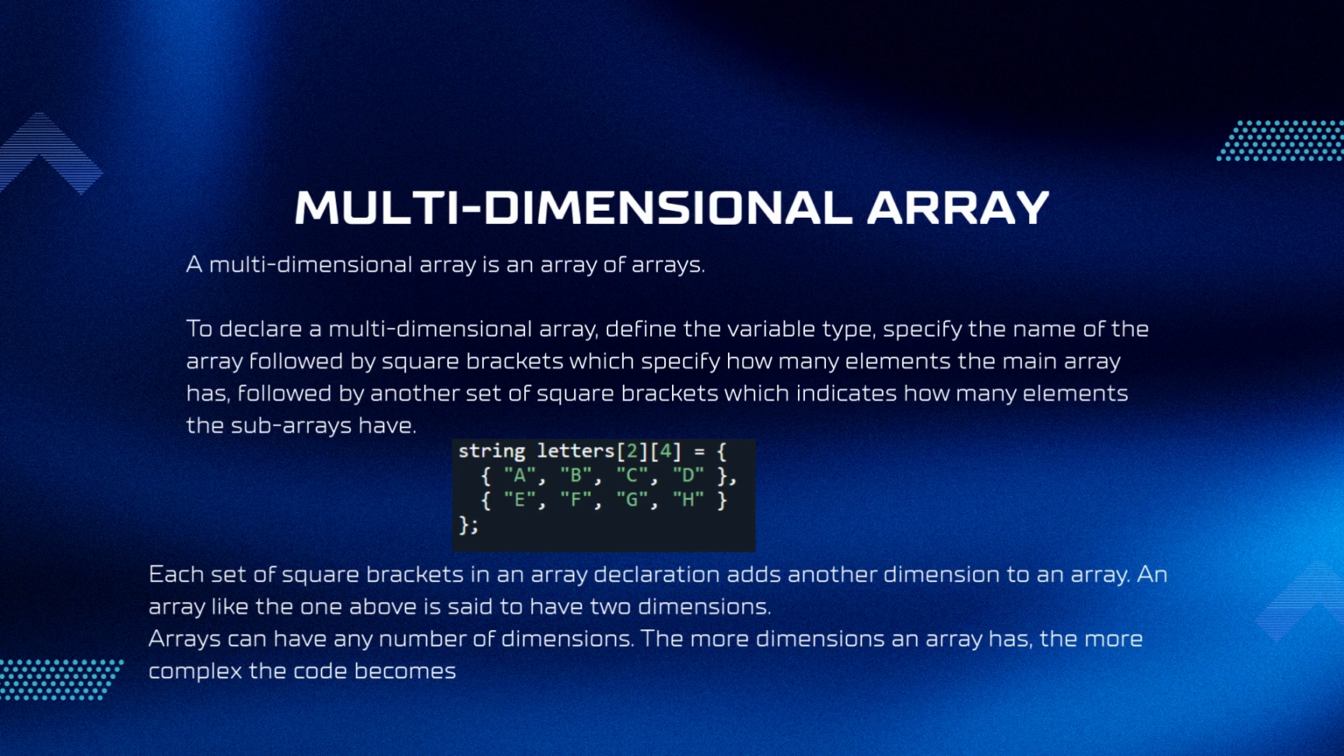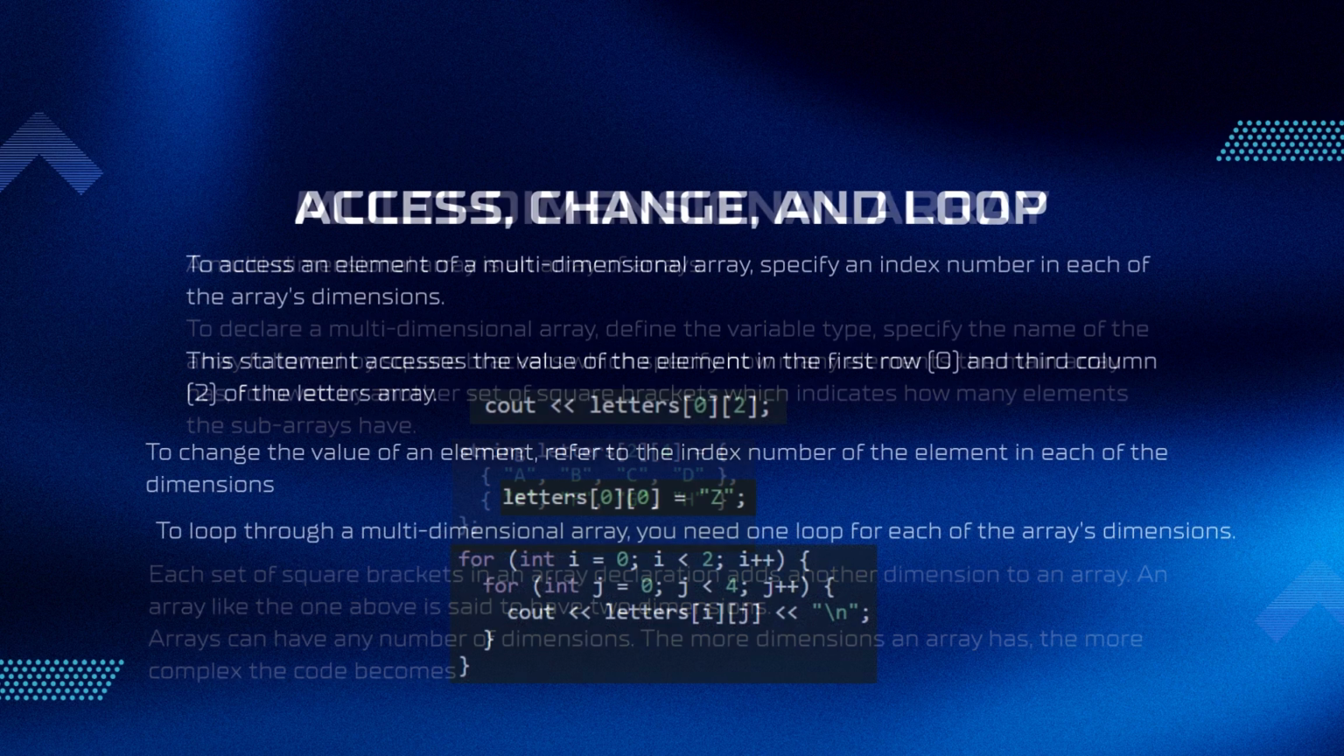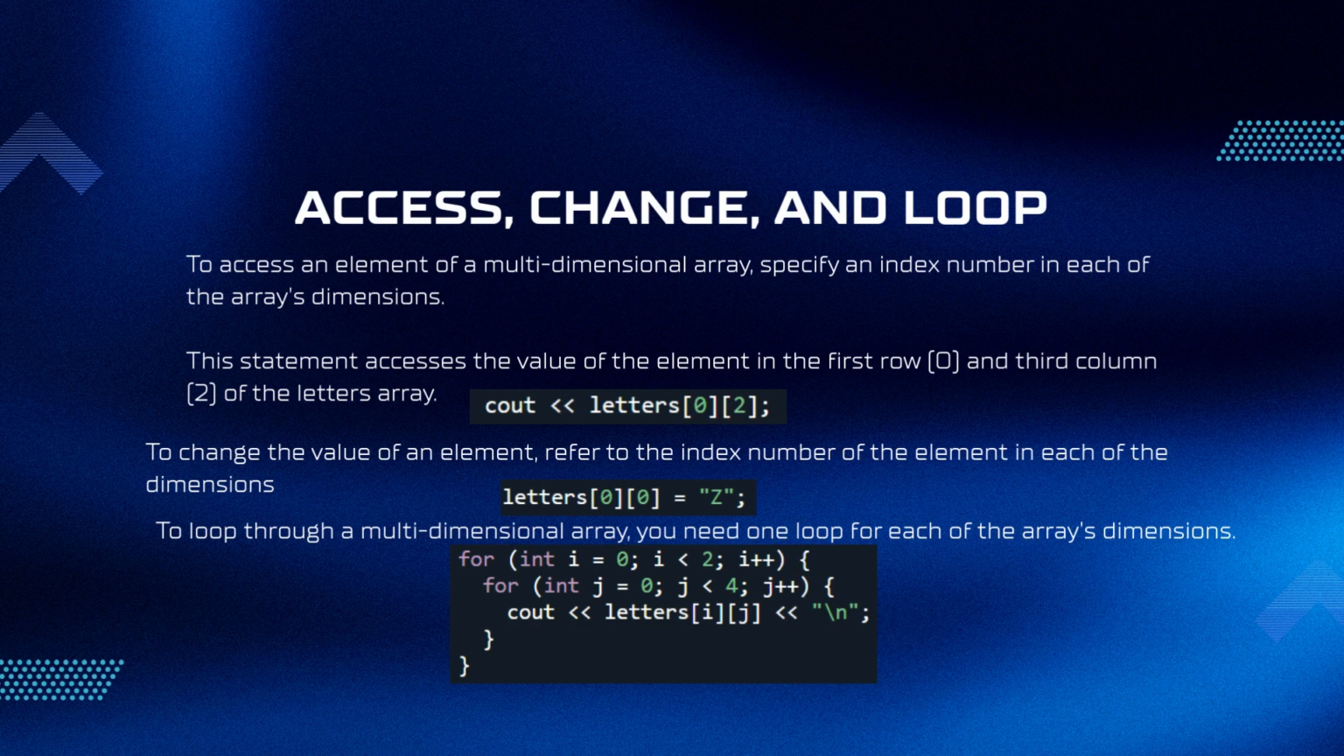The more dimensions an array has, the more complex the code becomes. To access an element of a multidimensional array, specify an index number in each of the array's dimensions. This statement accesses the value of the element in the first row, 0, and third column, 2, of the letters array. To change the value of an element, refer to the index number of the element in each of the dimensions. And to loop through a multidimensional array, we use nested loops.